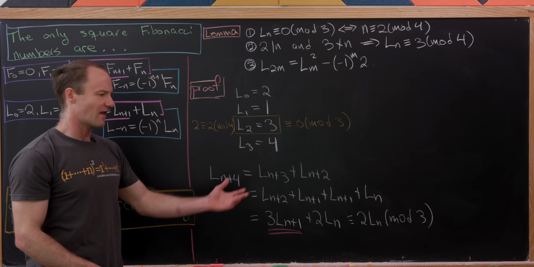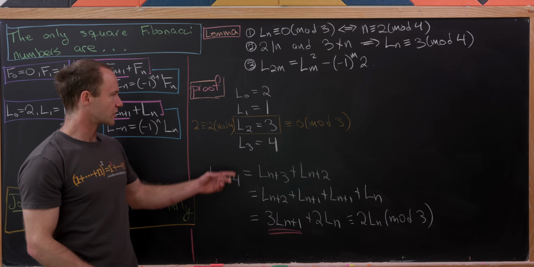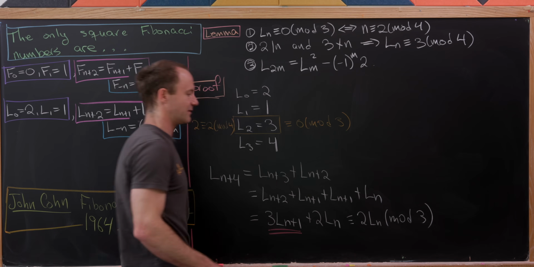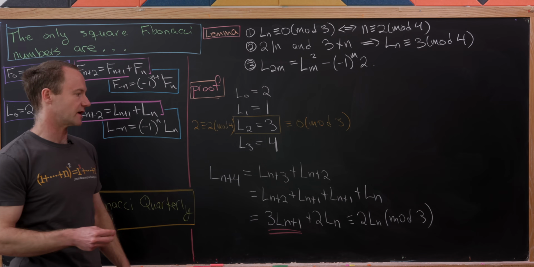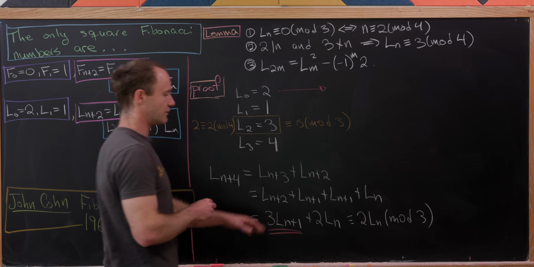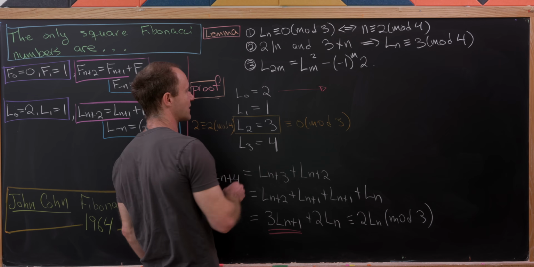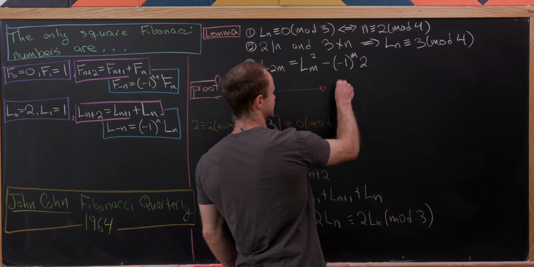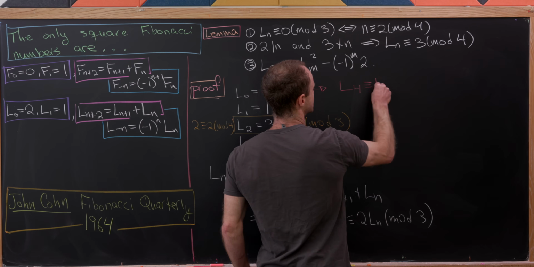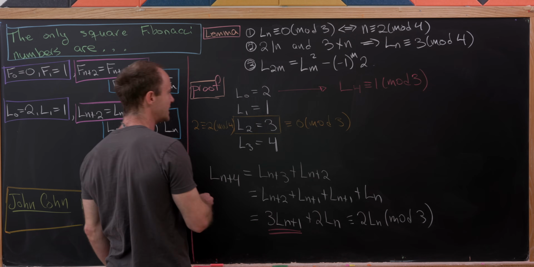But now we just apply this rule over and over and over again. And so in order to move 4 ahead, all we have to do is multiply by 2, well, mod 3. So that means to move 4 ahead here, we multiply by 2 mod 3. But 2 times 2 mod 3 is 1, so that tells us that L sub 4 is congruent to 1 modulo 3. And then we continue this on.